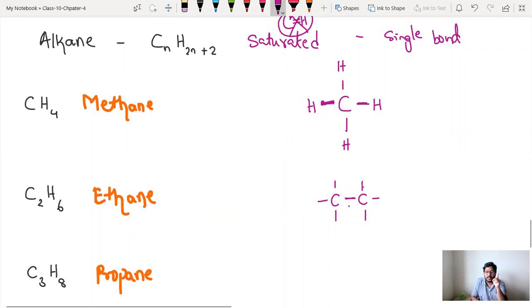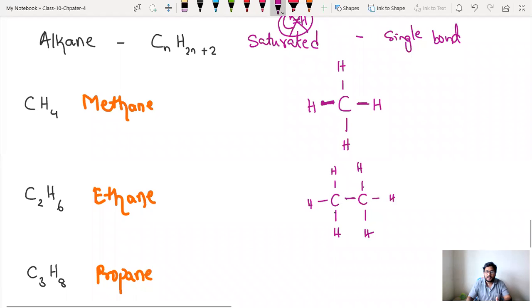Many students will be doing mistakes here only. They don't assume that this bond belongs to both, they will be assuming this bond belongs to only one carbon. No, this belongs to both. Now, how many carbons you have, how many hydrogens you have to represent, guys? 6, isn't it? 1, 2, 3, 4, 5, 6.